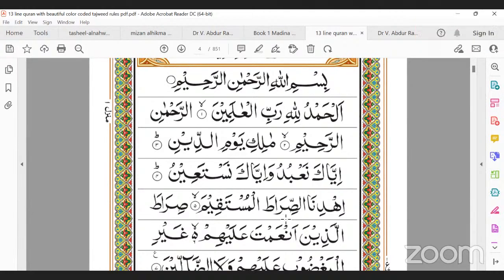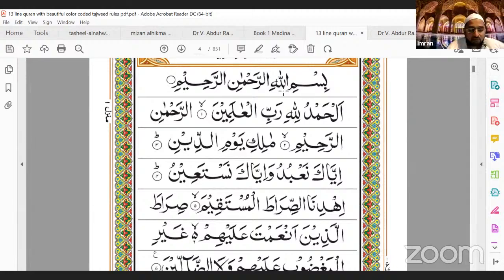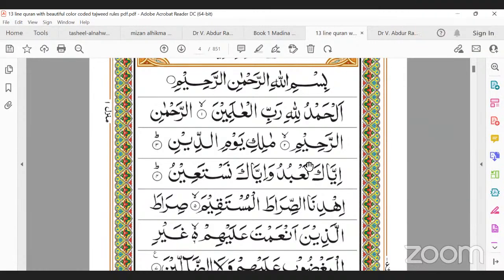So is Allah a nakira or a ma'rifa? Ma'rifa. With the alif lam it is ma'rifa. So when we say la, la ilaha, illallah, except the God. Yeah, exactly.